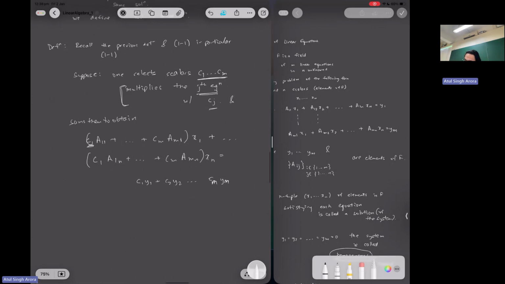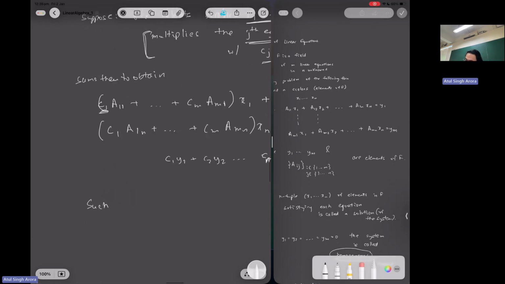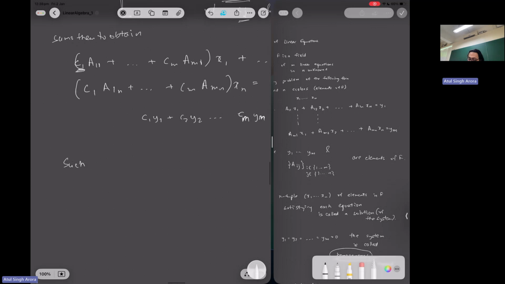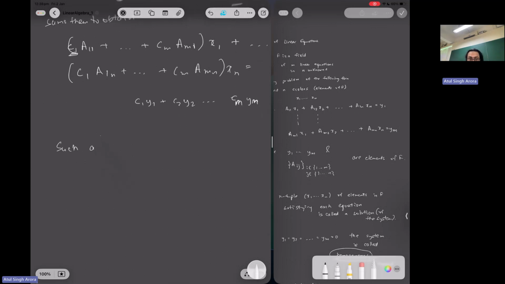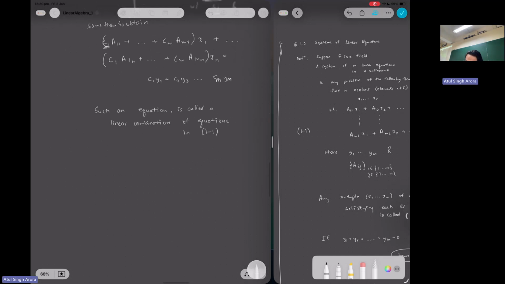So what does this mean? This is what you get by that procedure. And what we were doing was writing a definition. What is this definition defining, for lack of a better word? It's defining a linear combination. Such an equation is called a linear combination of equations in (1), which is the equations in this matrix. That's the definition of a linear combination.